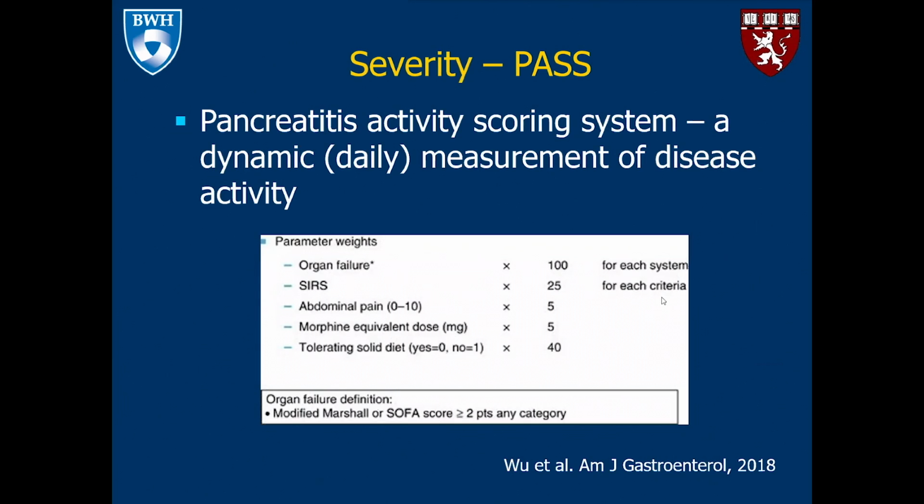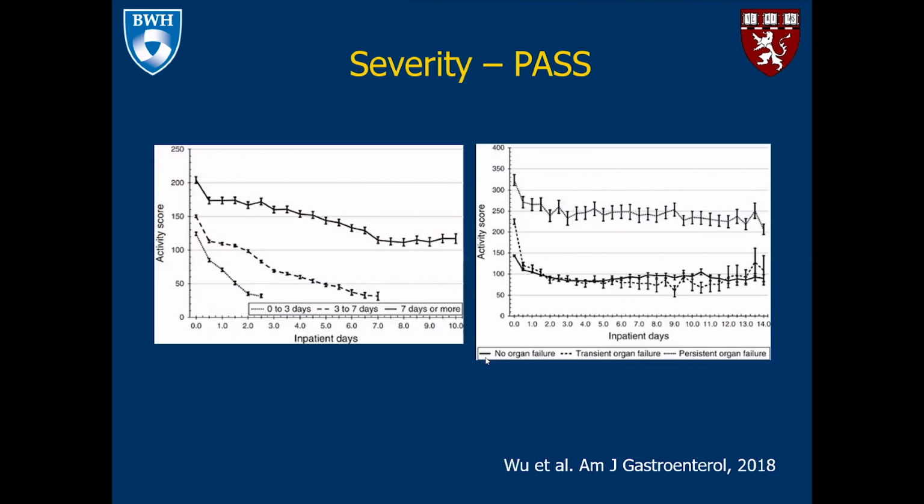So if we focus on this PASS score, the pancreatitis activity scoring system, as I said, is a daily dynamic measurement of disease activity. You use those different parameters I've mentioned, and you multiply them according to discharge, and then this gives you a score. And you can see the scoring activities that vary over time and the association with no organ failure, transient organ failure, or persistent organ failure, as well as duration of stay.